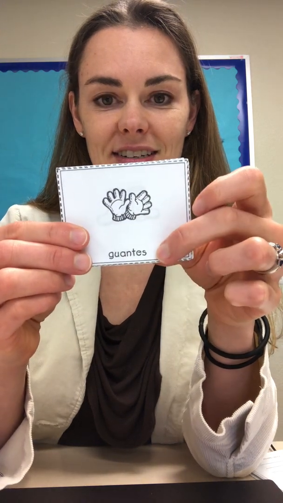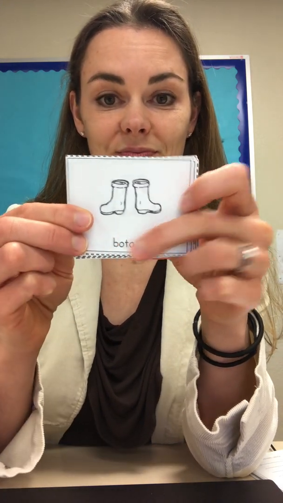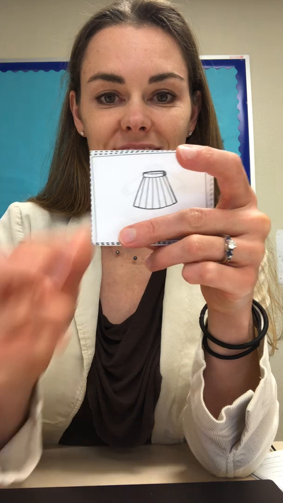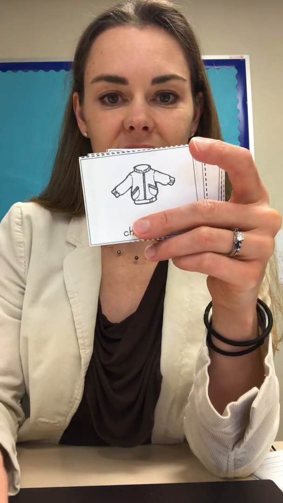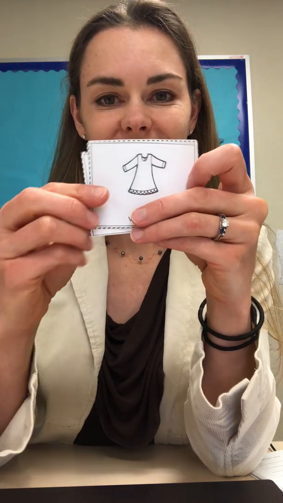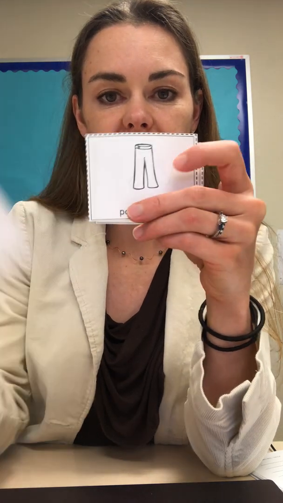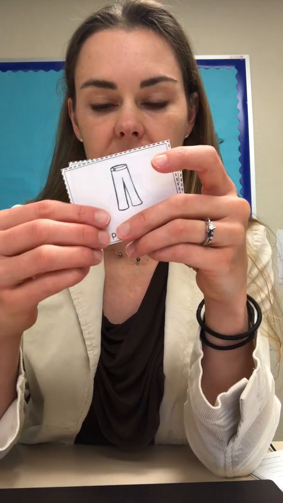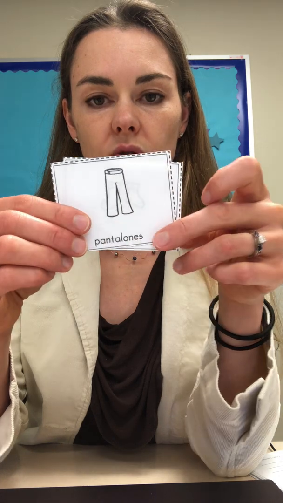This is guantes, botas, pantalones cortos, falda, chaqueta. Yo llevo una chaqueta hoy. Un gorro, un vestido, una camisa. Un and una mean a, so I'm saying a shirt, some pants, a dress, okay, unos pantalones y unos calcetines. Buen trabajo.